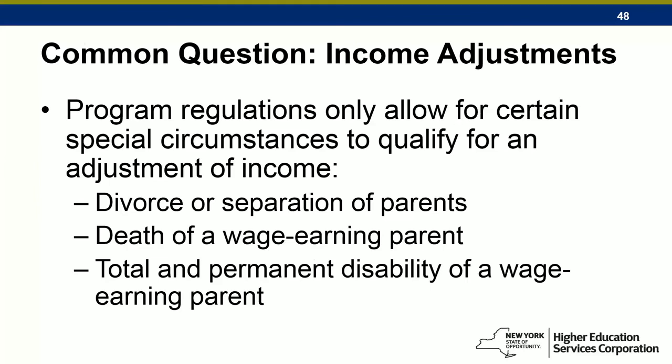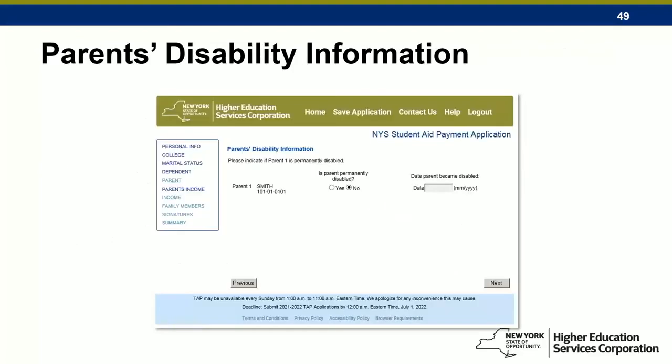We get calls from families saying, oh, I sold a house last year, that's why my income is higher. Unfortunately, we don't change for that. Now, the colleges have a lot more authority under FAFSA and under federal aid to have much more flexibility to change income. We are limited in program regulation to these circumstances only, so any other types of income adjustment requests will be rejected. Now, the FAFSA will ask if the parents are disabled, so they indicate yes or no, and if they are, they give us a month and year of when the parent became permanently disabled.